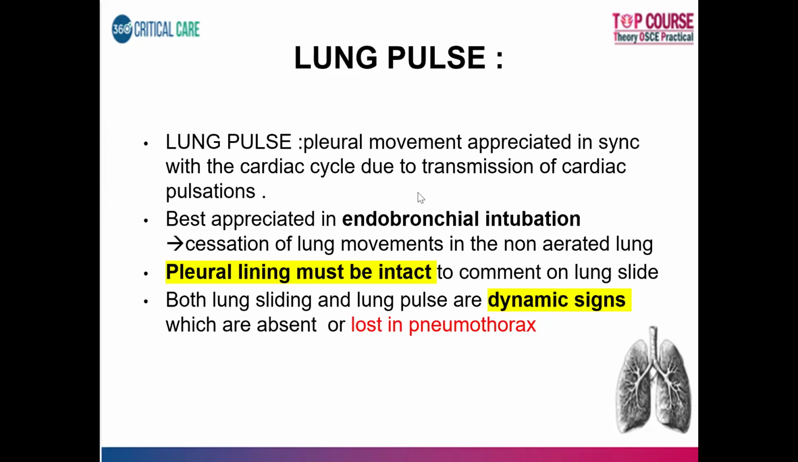So coming again, lung pulse is the pleural movement appreciated in sync with the cardiac cycle. Usually it is best appreciated when the part of the lung which is present is not getting aerated well. It can be seen in endobronchial intubation or if there is a subpleural consolidation also. If you have a subpleural consolidation, what will happen? The aeration of the lung will be minimal, and because the aeration is minimal, whatever cardiac pulsations are present will be transmitted across the consolidation into the pleura, and for each heartbeat you will see a movement in the pleura. That is called a lung pulse. Whenever there is a breach in the pleural lining, this will be lost. So whenever you have loss of lung pulse or loss of lung sliding, you can think about the probability of a pneumothorax. This is one reason why this becomes important to know.